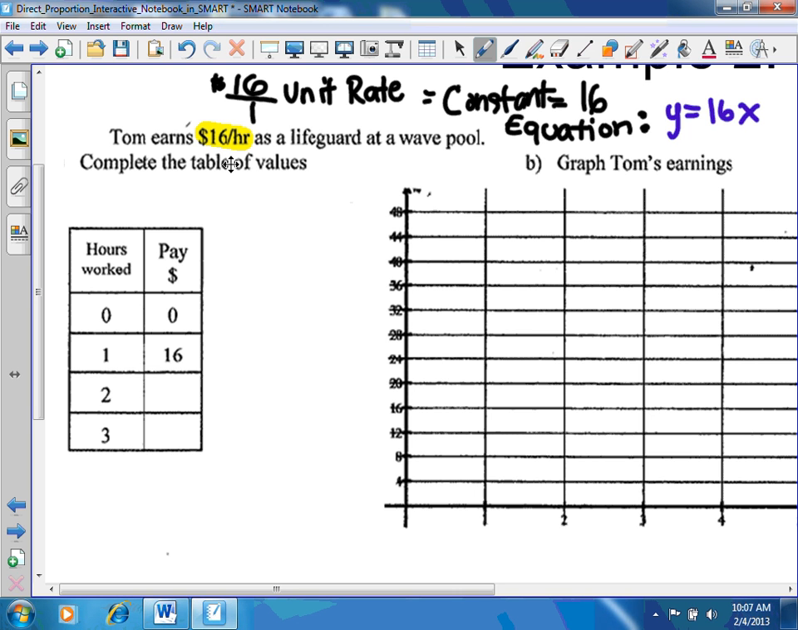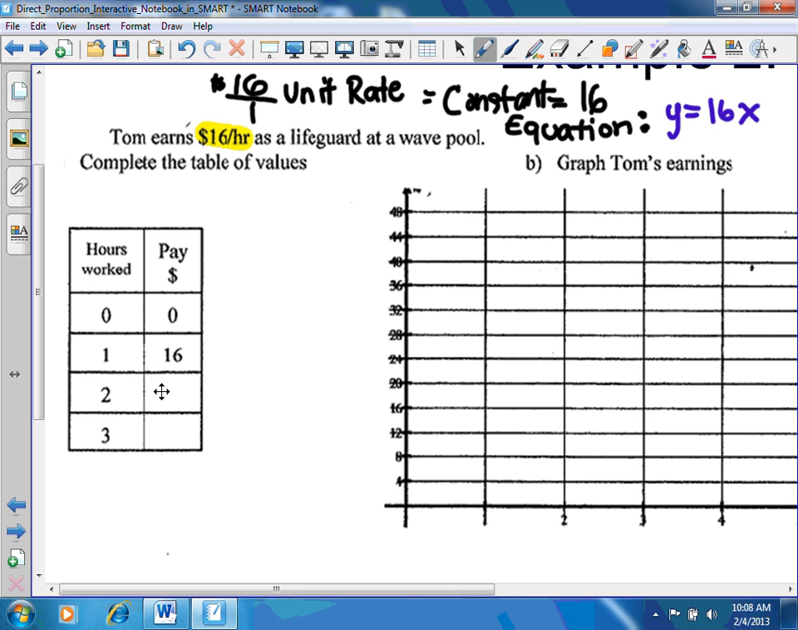Everybody good so far? Okay, so look at this T table. It says complete the table of values. We have hours worked and pay. When he worked 0 hours, he earned $0. He worked 1 hour, he earned $16. If he works 2 hours, how much will he earn? 8? Wait, 30.